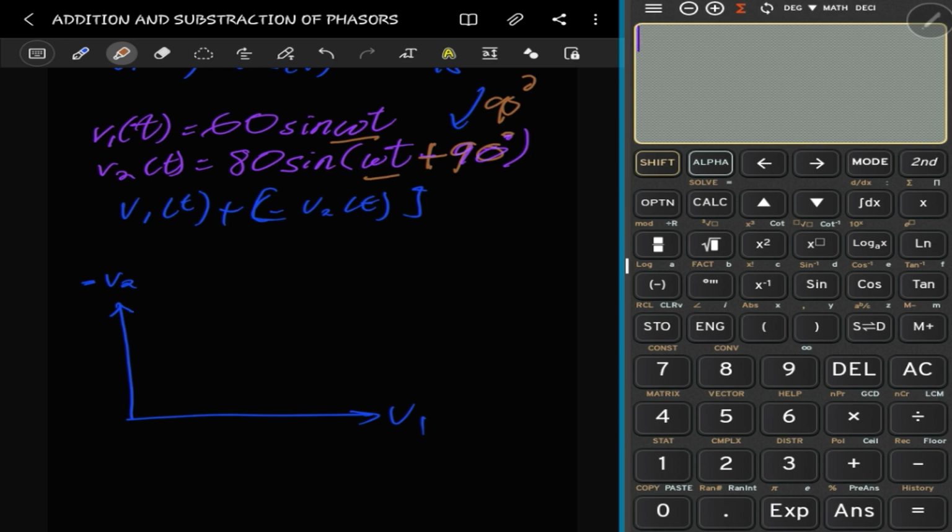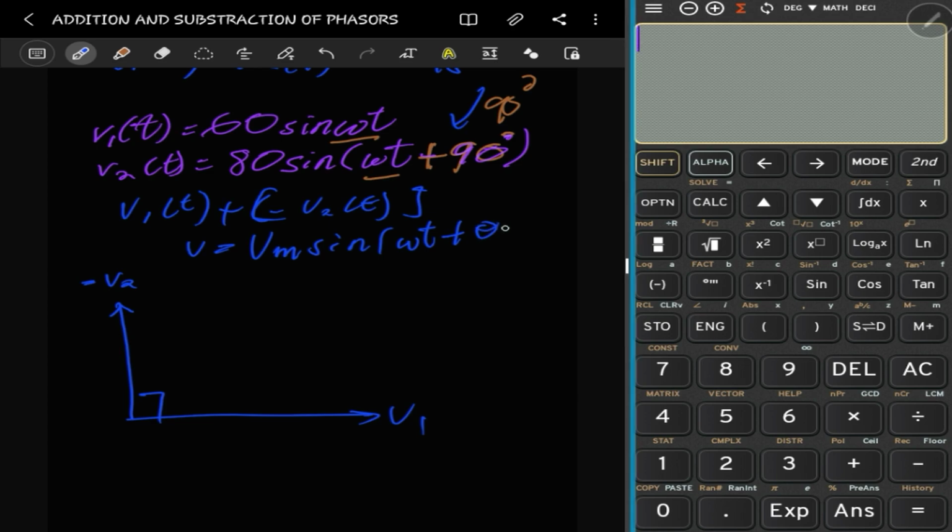Since they are 90 degrees to each other, we just do, as we said, for sinusoidal quantities you have a general form. One of them is v, let's say small v, so we have Vm, the peak, and we have sine because they are sine waves, and then we have omega t, and then plus or minus theta depending on the phase shift, or the phase angle.